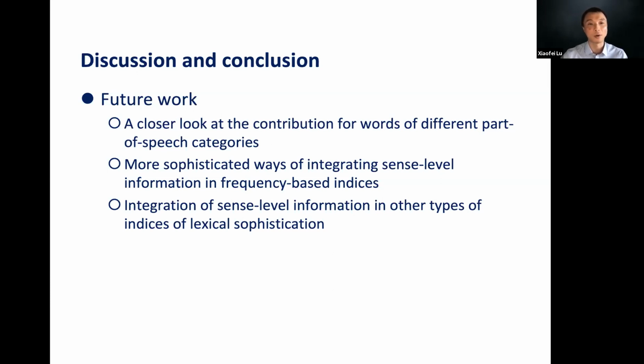And at the same time, we only looked at sense level information for frequency-based indices. But as we mentioned just now, there were a lot of other types of indices, right? Academic words, for example, range. So we think we should also explore the integration of sense information in other types of indices of lexical sophistication.